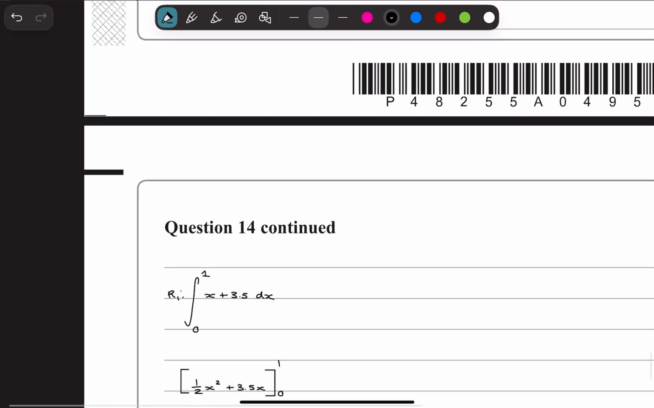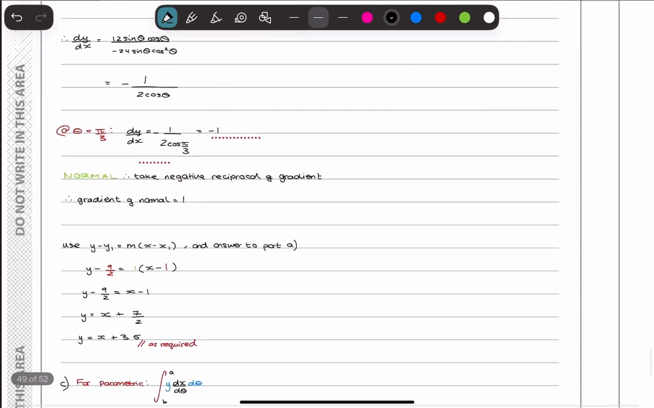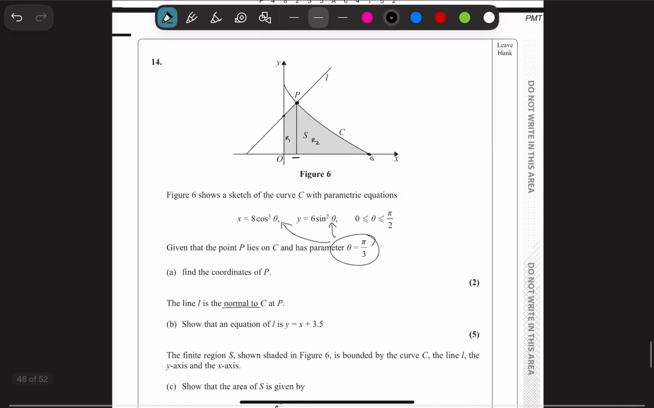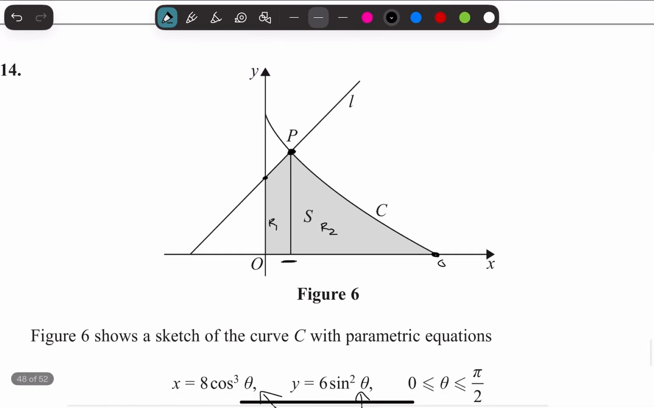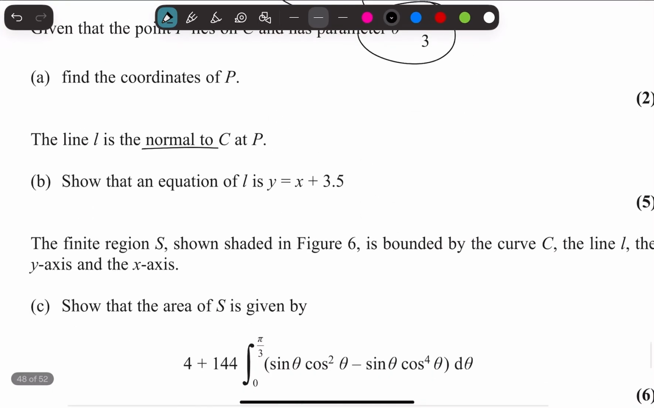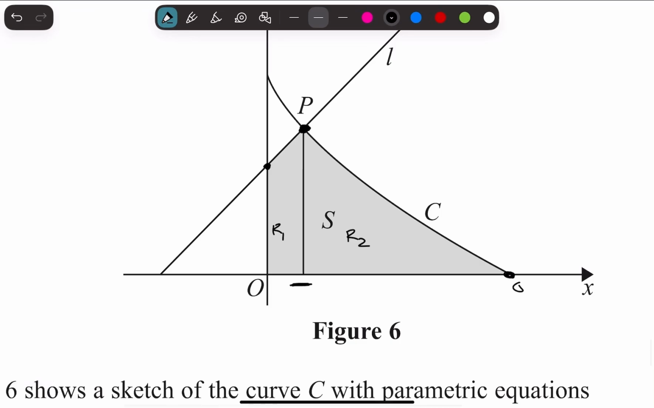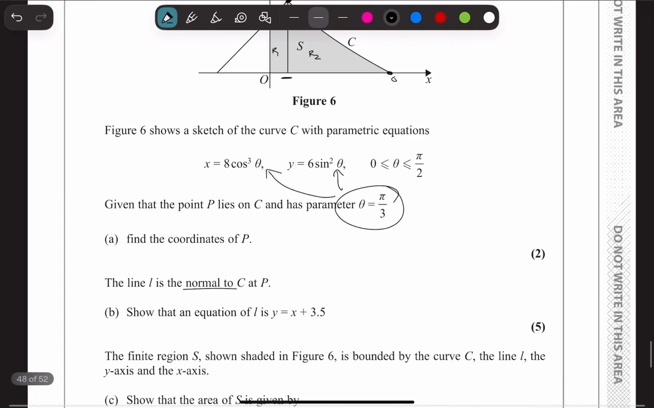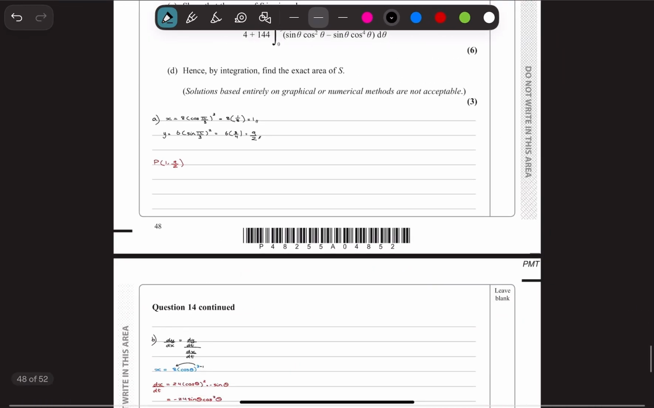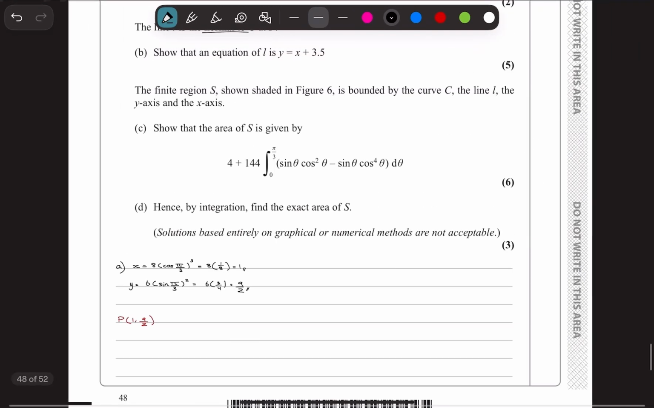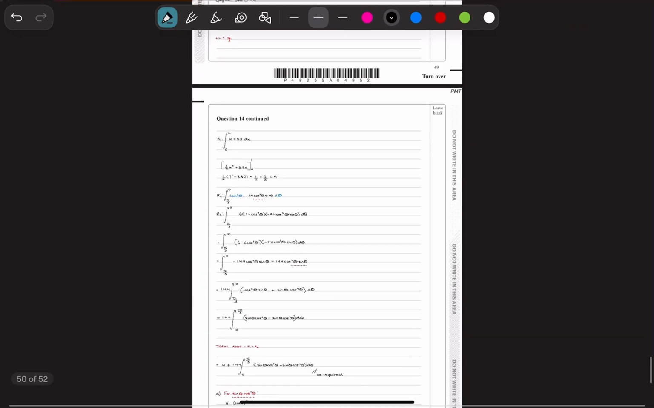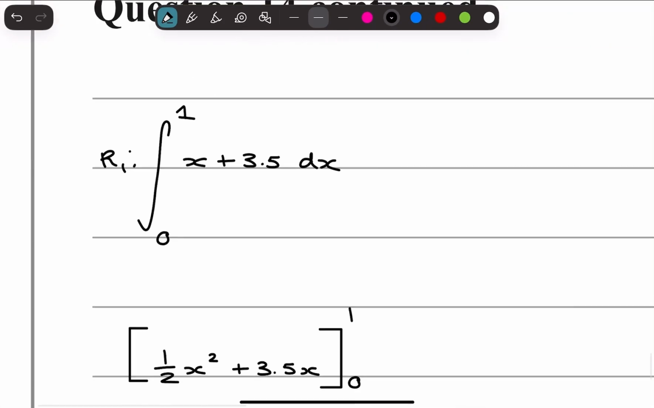Now let's move on to R1. So R1 is really easy. All we need to do is integrate this equation, which is x plus 3.5, with our limit. So of course, x here is just going to be 0 because it's at the origin. And then x here, we already worked out the x value in terms of Cartesian is 1, right? So we just need to integrate between 0 and 1.